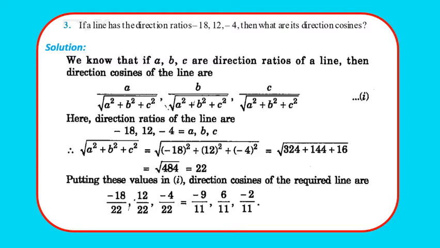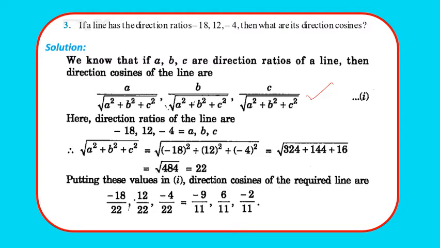And we know that if a, b, c are the direction ratios, then the direction cosines of the line are calculated using the formula l equals a upon under root a square plus b square plus c square, m is equal to b upon under root a square plus b square plus c square, and n is equal to c upon under root a square plus b square plus c square.